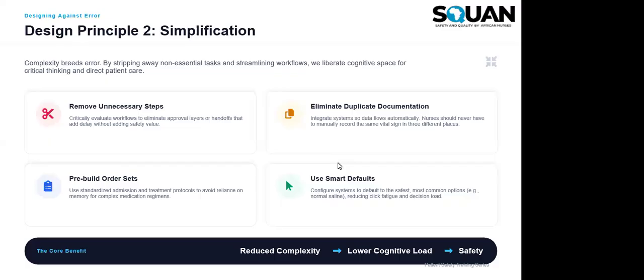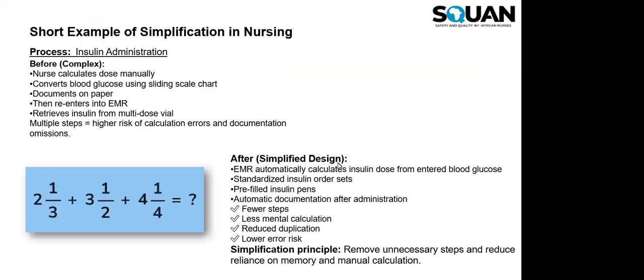Also use smart defaults. We need to configure our systems to default to the safest, most common option. For example, normal saline, reducing click fatigue and decision load. So when we reduce complexity through simplification, we lower our cognitive load as well, and also we ensure safety of the entire process.